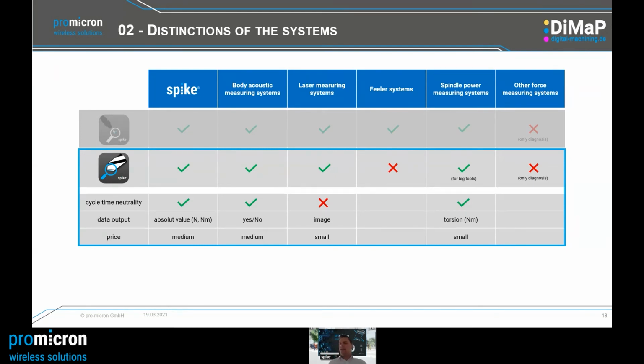Many people think they already have good monitoring systems, and the laser is, but they sometimes also forget or don't look into the benefit of reducing that cycle time and using that time. Instead of a laser, we can produce parts. When we have an in-process cycle time neutral detection of tool wear, like for example the spindle load, the body acoustic sensor or Spike can provide.